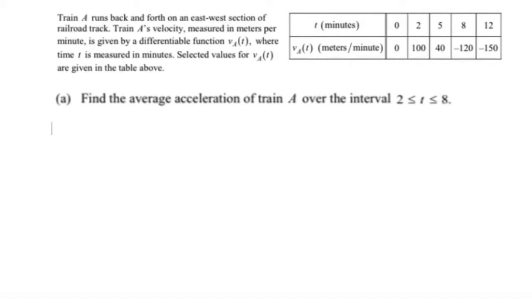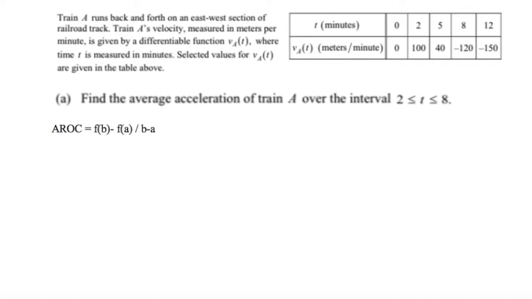So what we're going to want to do here, this to me sounds a lot like average rate of change. So we know that formula looks like this: f of b minus f of a, divided by b minus a. So at that point we can just plug in our numbers. So this is a pretty easy question.